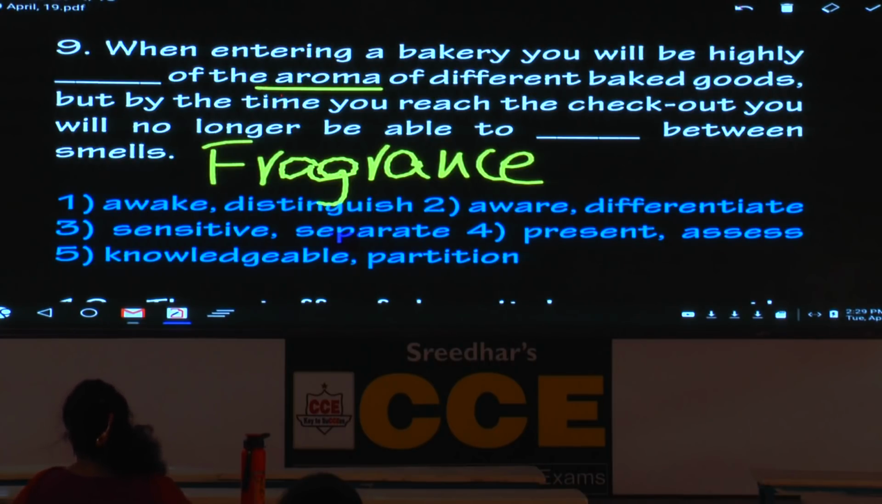And what is the third pair? You will be highly sensitive, perhaps sensitive to something, but it takes the preposition to, not of. And separate, able to separate between, that is not correct. The fourth pair, you will be highly present, not correct. What is the fifth pair? You will be highly knowledgeable of, perhaps it is possible. And what is the second word in that pair? You will be able to partition, not relevant here. So what is the answer? The second option, aware of and differentiate between smells.